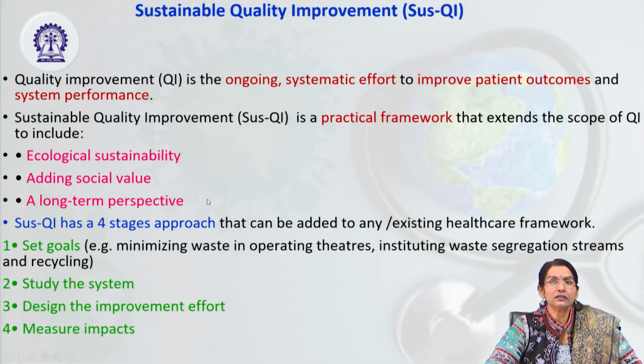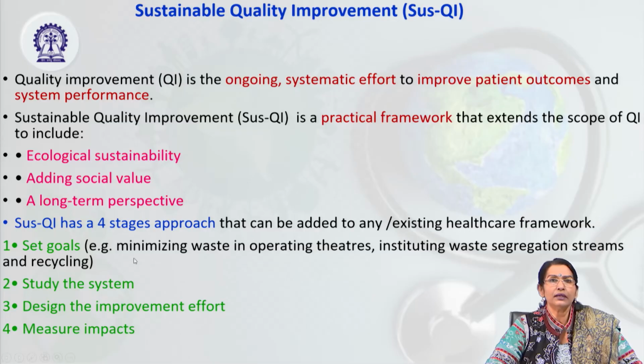So, this sustainable QI, quality improvement program, has primarily 4 stages. It takes into account 3 dimensions: the ecological sustainability, then your social impact, adding social values, and the long term perspective in terms of cost effectiveness and technology and services, everything. So, here we have to go through the 4 stages. First thing is setting the goals.